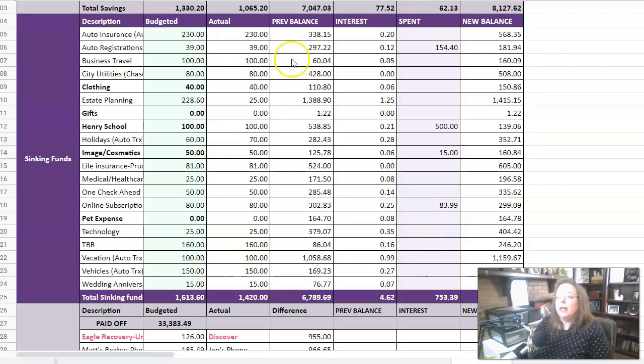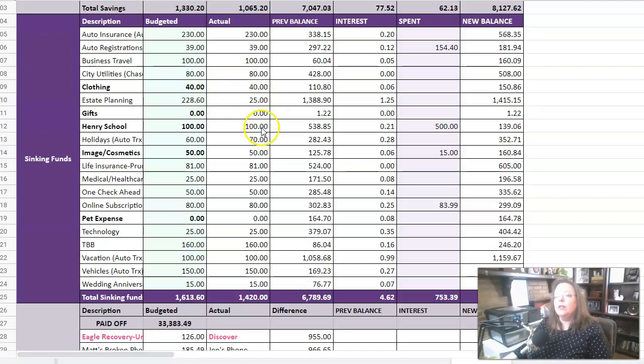Just going to run down through here. You can see what we planned. So let's compare that to what we actually did. So we put 230 into auto insurance, 39 to auto registrations, 100 to business travel, 80 to city utilities, 40 to clothing, 25 to estate planning, which you can see is a lot less than what we planned.